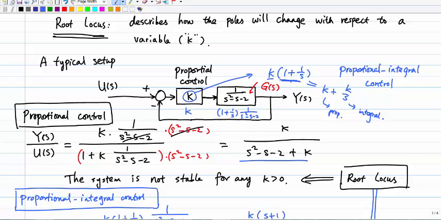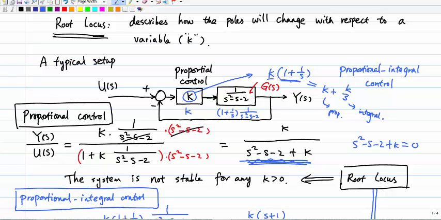So for the typical setup, we can compute the transfer function, given by y sub s divided by u sub s, which is given by this. We actually look at how the change of the k value will affect the poles of the transfer function, meaning how the change of k will change the solution to this, how this will change with respect to different k.